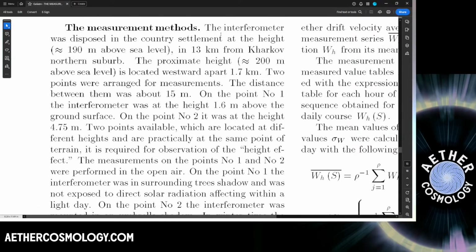The measuring methods. The interferometer was disposed in the country settlement at the height of approximately 100.